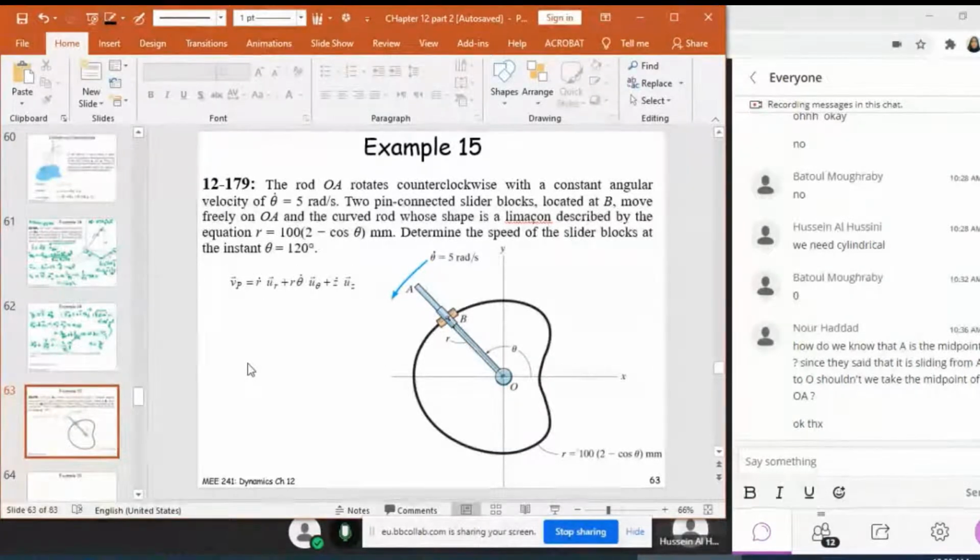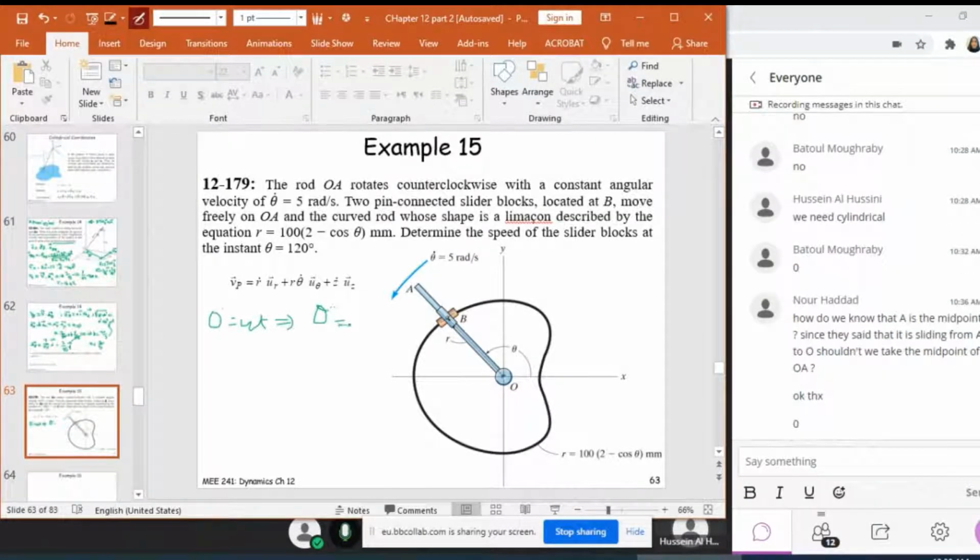All right, so the question is that I have here a rod OA rotating counterclockwise with a constant angular velocity. So I know that theta dot is constant. And what does this mean? If theta dot is constant, then this means what, guys? Theta double dot is 0, all right? So this will help me if I want to find the acceleration, in fact.